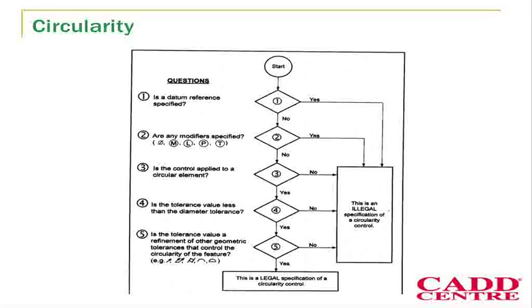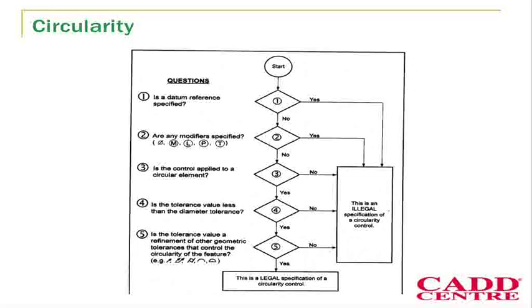If the datum reference is not specified, then you go for the second check: whether any modifier is specified. If any modifiers are specified, then the circularity condition cannot be applied, so you can ignore the application of circularity there. In case no modifiers are specified, then you go for the third check: whether this condition is applied for a circular element. If it is for a circular element, then you can go for the next check.